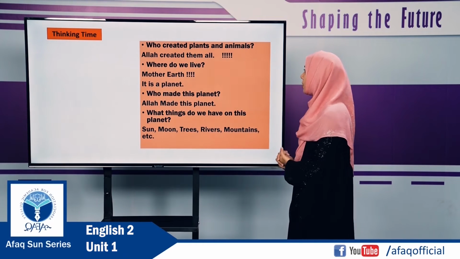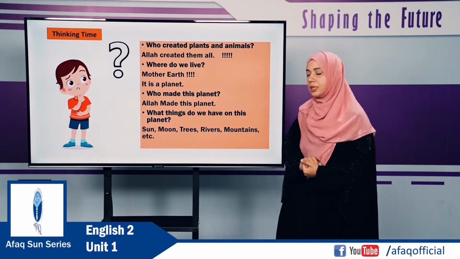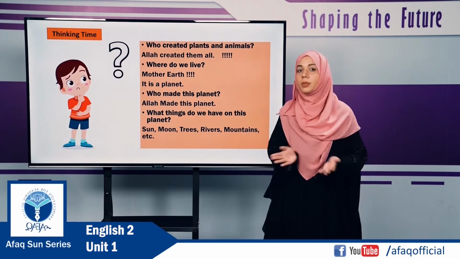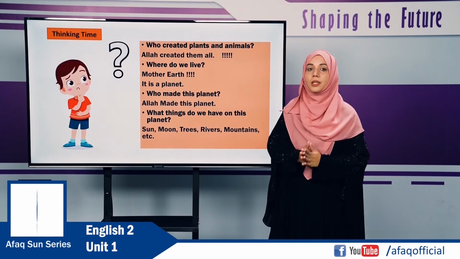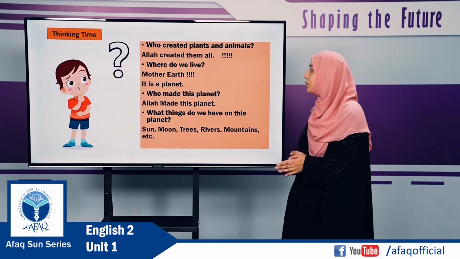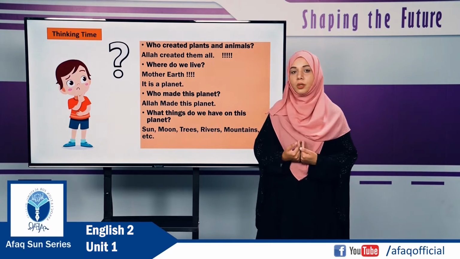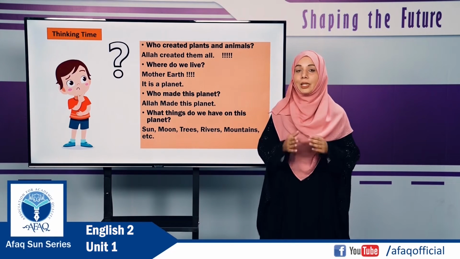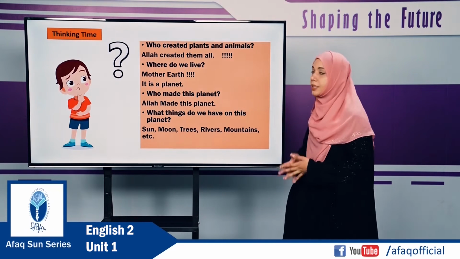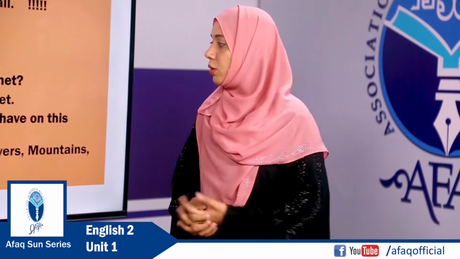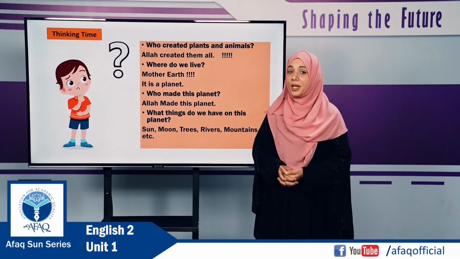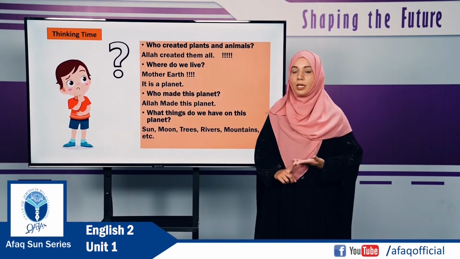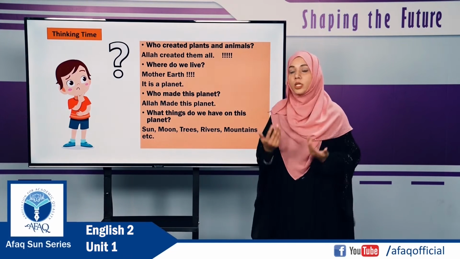Alright, the first question is, who created plants and animals? Think about it. Who created all the plants and all the animals? Yes, Allah has created all of them. And can you tell me, where do we live? Where do all humans, animals and plants live? Yes, we live on the planet Earth. It is a planet. Now tell me, who made this planet? Allah has made this planet as well. Allah has made all the humans, all the plants, all the animals, and also this planet on which we live.